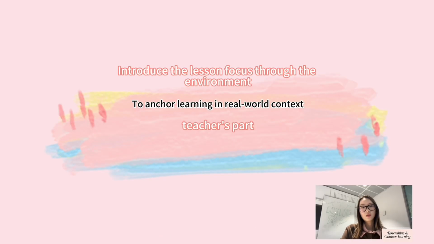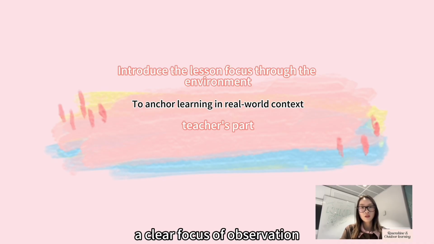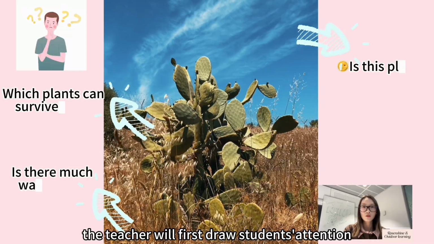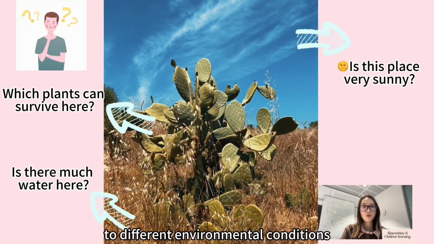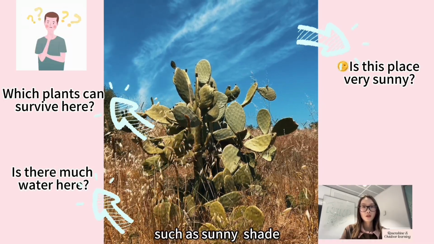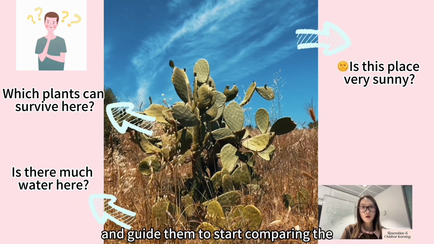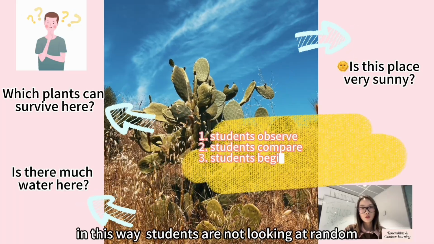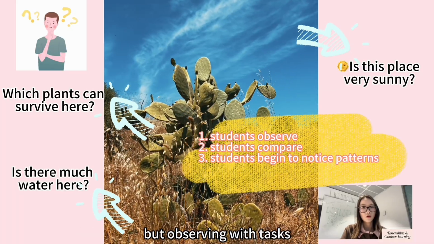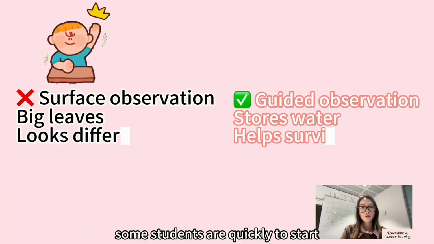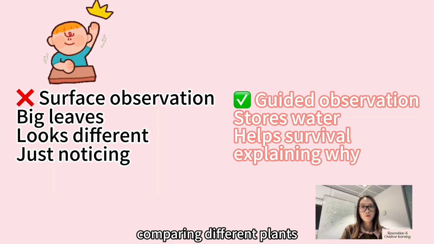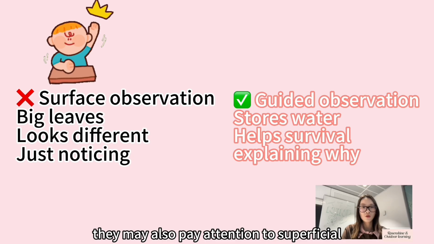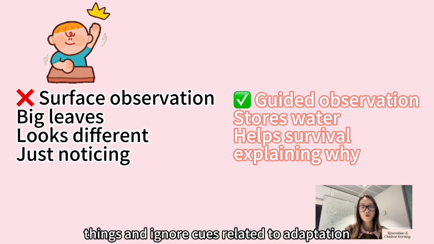In outdoor learning, the teacher also needs to give students a clear focus of observation. For example, in this plant class, the teacher will first draw students' attention to different environmental conditions, such as sunny, shade, or near wall area, and guide them to start comparing the differences of plants through questions. In this way, students are not looking at random, but observing with tasks. Some students are quick to start comparing different plants, but without a clear question. They may also pay attention to superficial things and ignore cues related to adaptation.